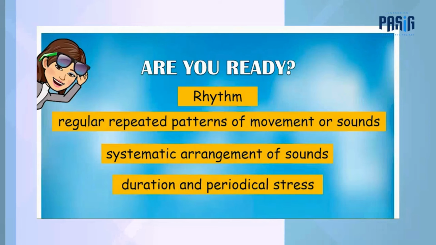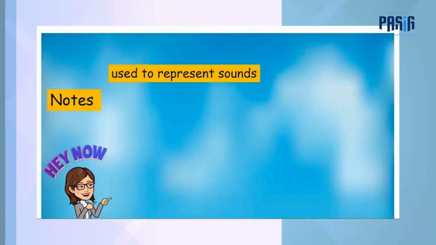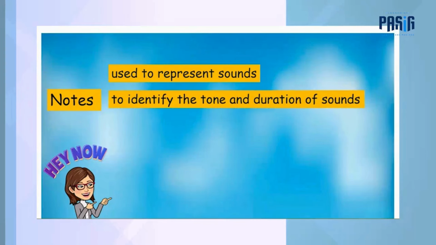But how are beats and rhythm formed in a song? What musical symbols are responsible for them? Let us have first the musical symbol note. Notes are used to represent sounds. The musicians use them to identify the tone and duration of sounds.